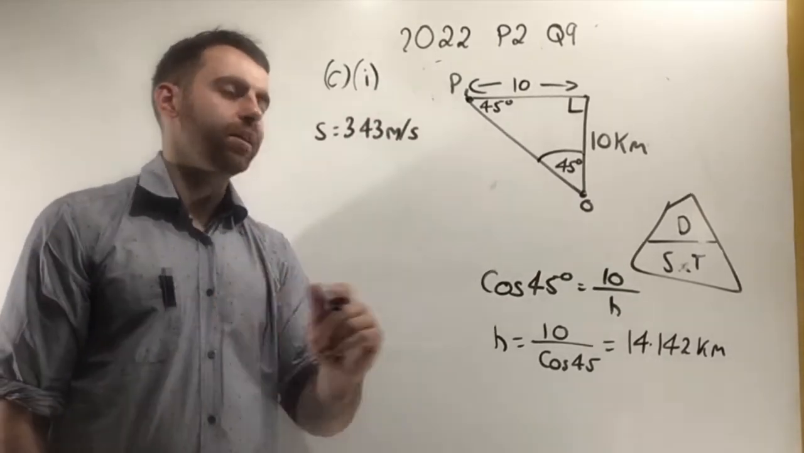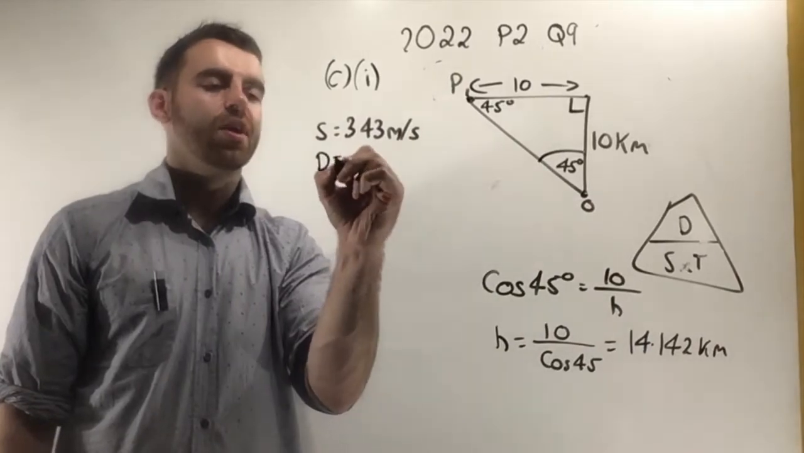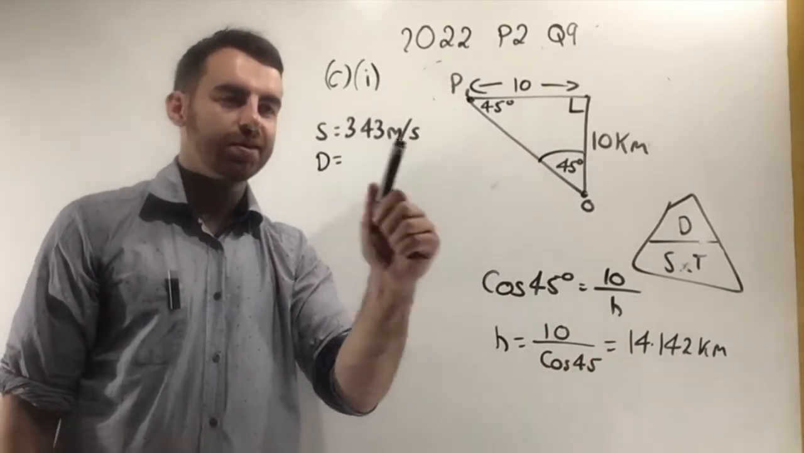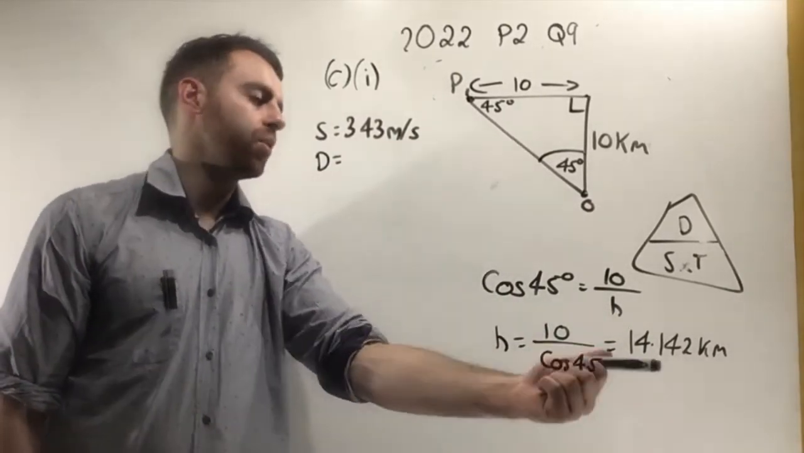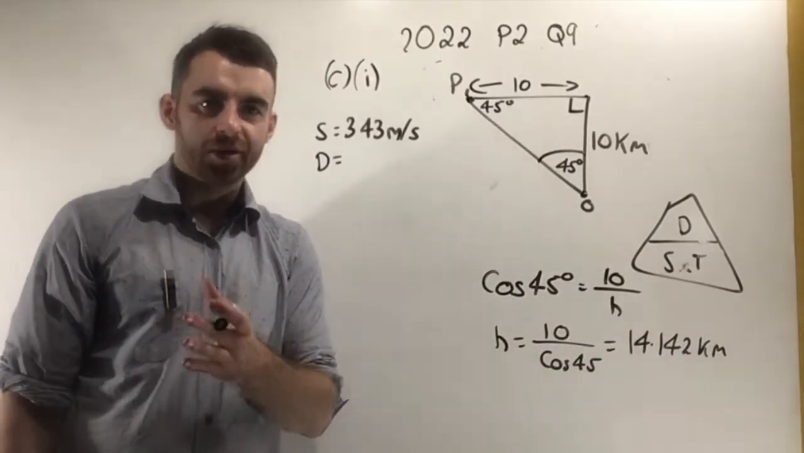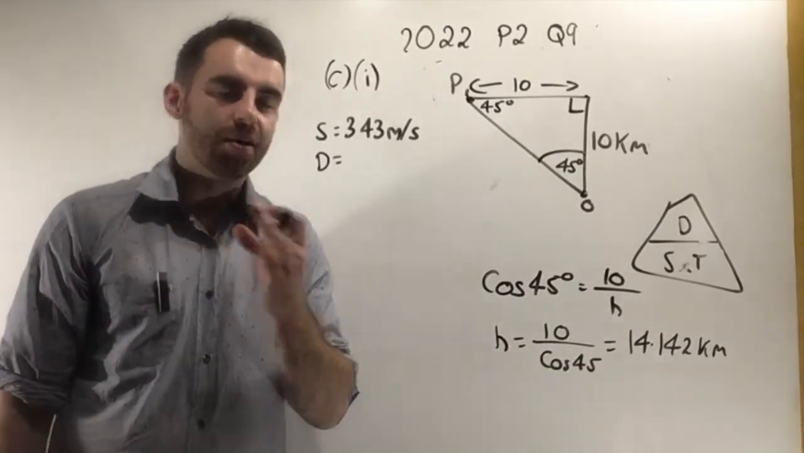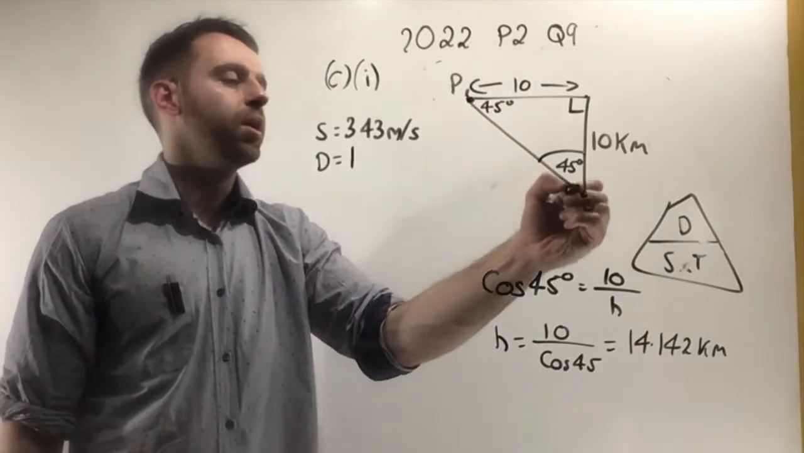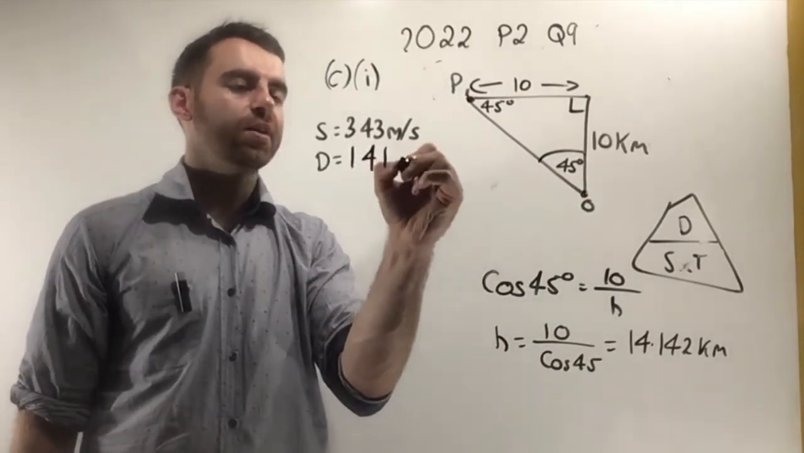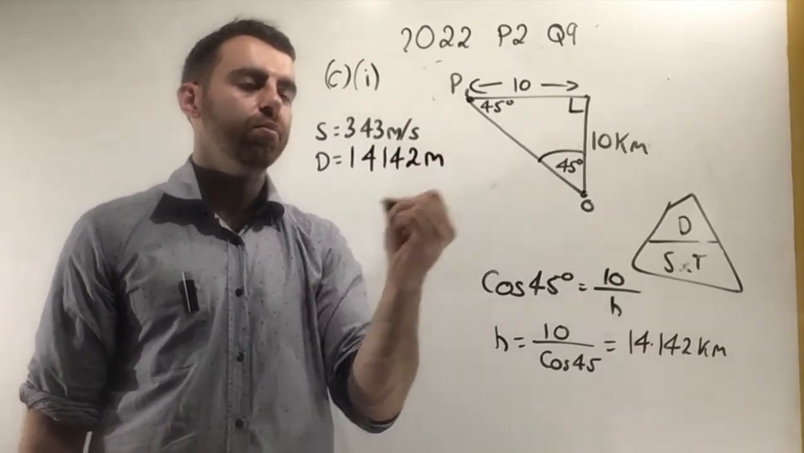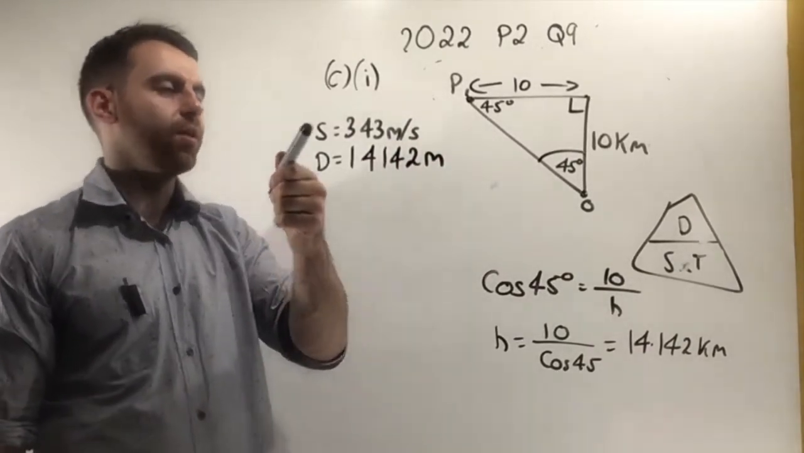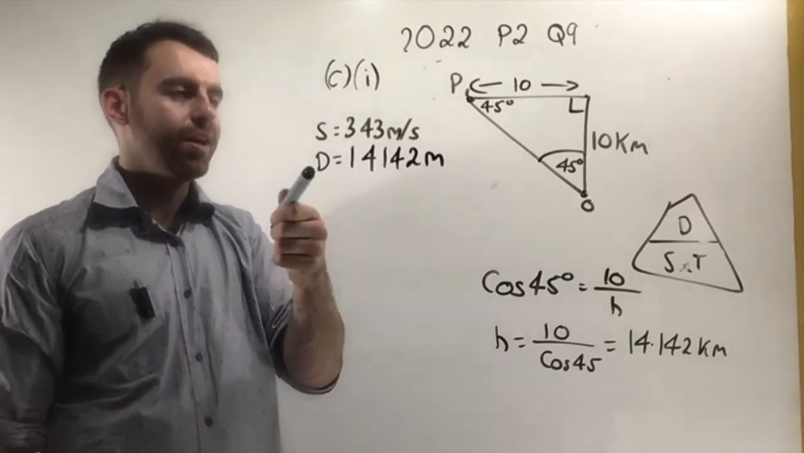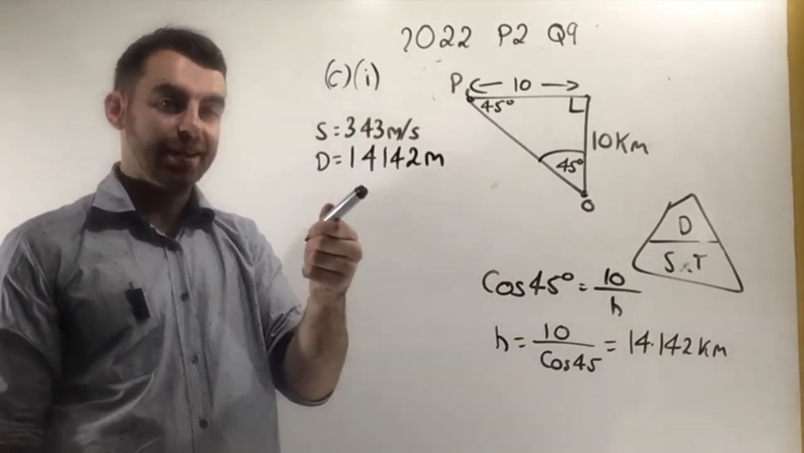Now you have to be careful here because the speed is given in meters per second. So obviously that means the distance needs to be in meters. I can't be using kilometers for my distance and meters for my speed. So there's 1,000 meters in a kilometer, so you multiply this by 1,000. The distance from P1 to Oscar is 14,142 meters.